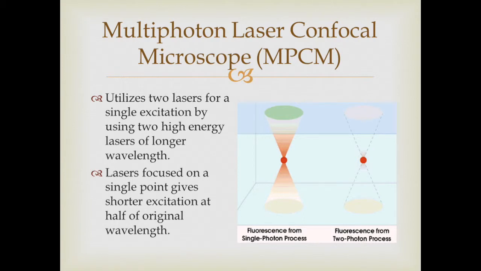Multiphoton laser microscope is another type of confocal microscope. It uses two lasers to view a single point in a specimen. Two high-energy lasers are focused on a single point in the sample. The two lasers themselves are of a longer wavelength, but when they intersect, they produce a shorter excitation. For example, two 700 nanometer infrared lasers will produce a 350 nanometer UV excitation. The excitation occurs when the two lasers meet, and therefore we get fluorescence.